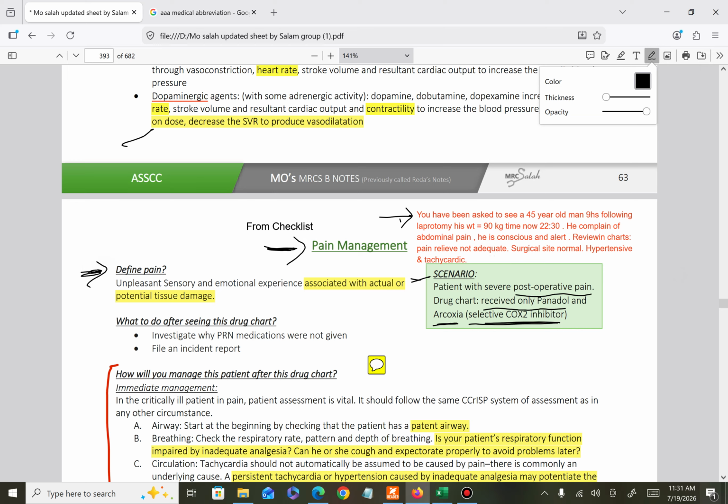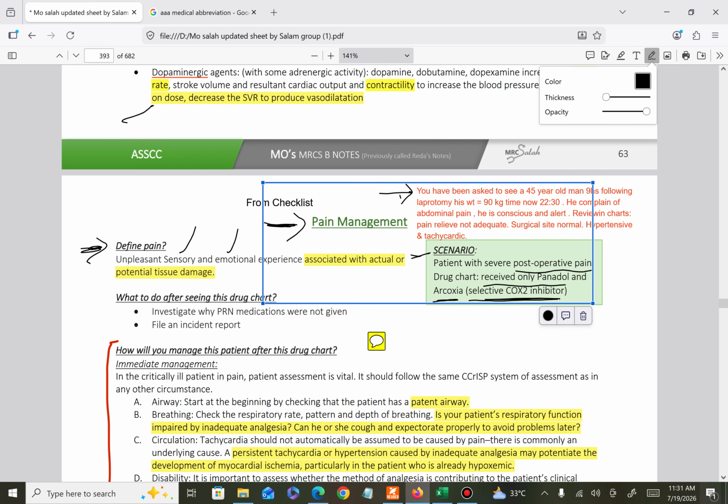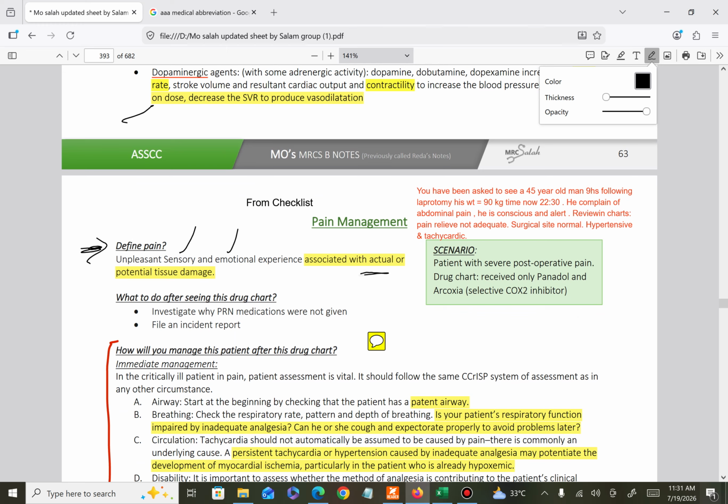The first question is, define pain. It is an unpleasant sensory or emotional experience associated with actual or potential tissue damage. What to do after seeing this drug chart? The patient is receiving only Panadol and selective COX-2 inhibitors. So first, investigate why PRN medications were not given and file an incident report.